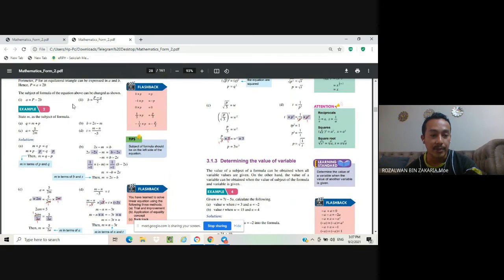Now you look at this one, example 2. This one shows the steps on how to change the subject of the formula. So example 2: state M as the subject of the formula. All right, for A, look at here, A. Given the formula Q equal to M plus P.